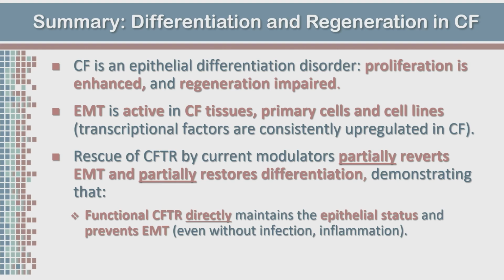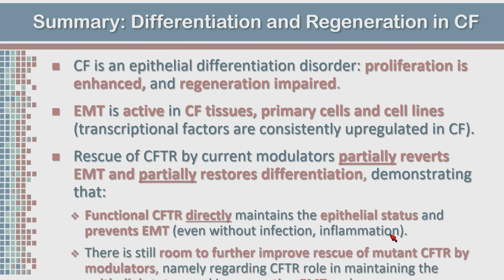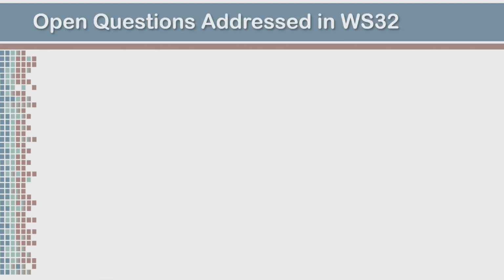And this might be the reason why some authors have called CFTR an anti-tumorigenic gene. And this happens even without any infection or inflammation. So the bottom line is that there is still room to further improve the rescue of mutant CFTR by modulators, namely regarding the CFTR role in maintaining the epithelial differentiation status. Okay, open questions, and I hope that we will have some discussion after the talks of the presenters here today.